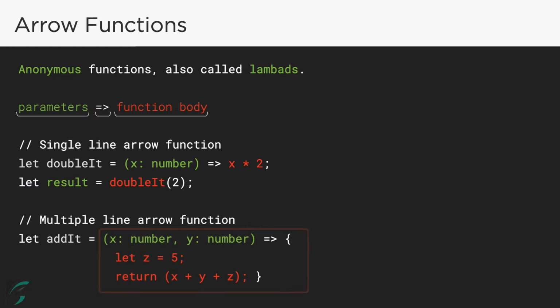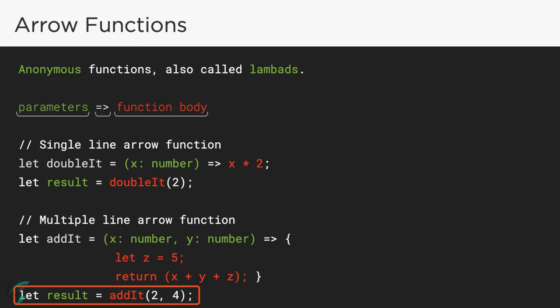Now checking out a little more complex example. In case of multiple line arrow function, we use the curly braces. And here, we also have multiple parameters. Inside the body of the function, I have defined another variable z here, and then added an explicit return statement in which I have added the 3 variables like this. And then in the same way, call the function using the variable to which the function is assigned with 2 parameters.